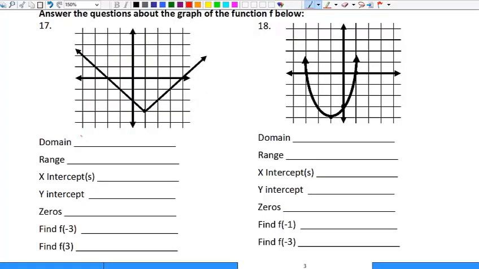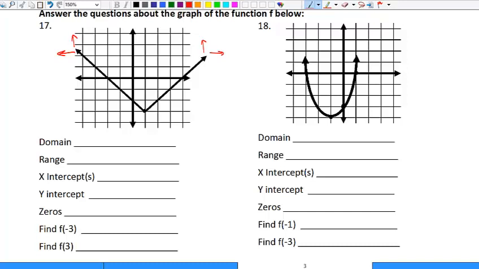For 17 and 18, we need to find a variety of information from the indicated graph. So the domain is the set of all x values. When I do the set of all x values, I have to look at these arrows, because these arrows tell me that the line keeps going forever, so I want to know where does it go. And I break it up into its horizontal and vertical components. The horizontal components are the ones I care about right now.